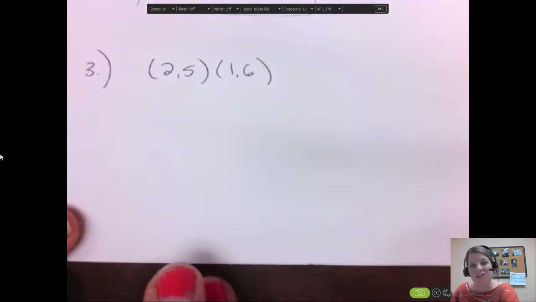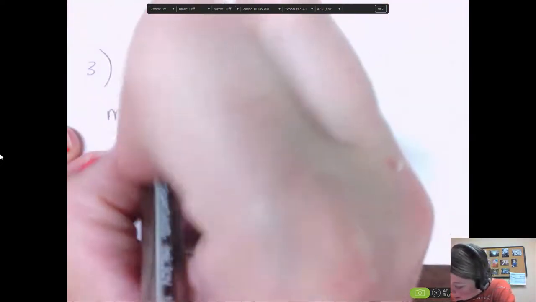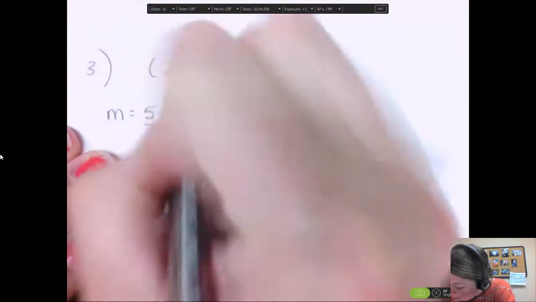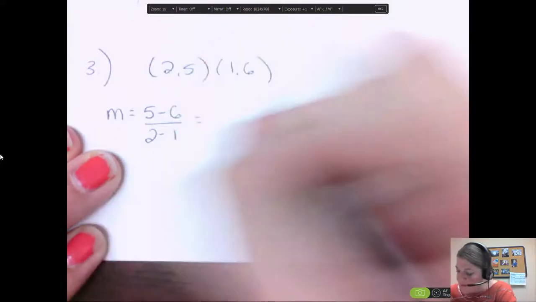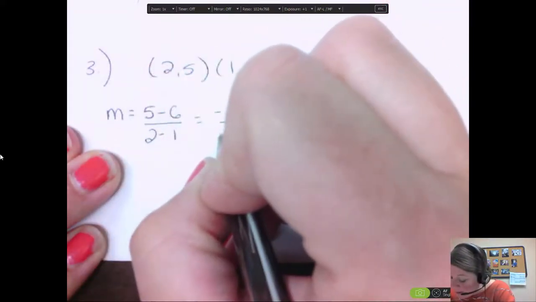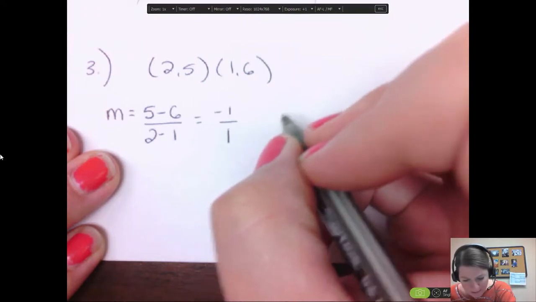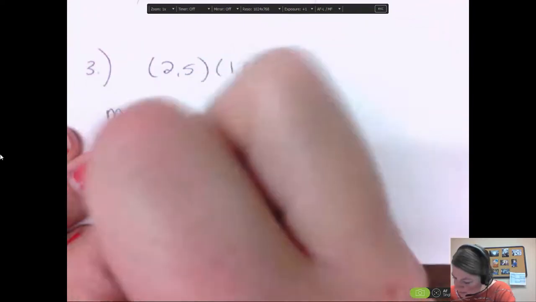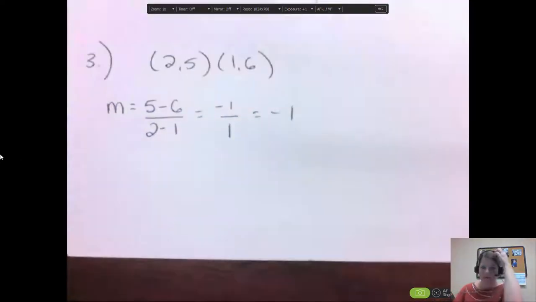Well, I got to start with the slope first. So I'm going to go y minus y. So 5 minus 6 over x minus x, 2 minus 1. So 5 minus 6 is negative 1. 2 minus 1 is 1. So I got negative 1 for my slope. Okay, so then there's my slope of my line.